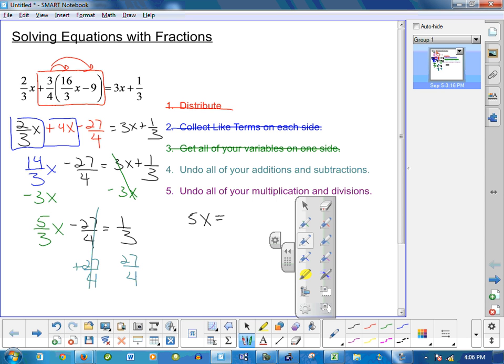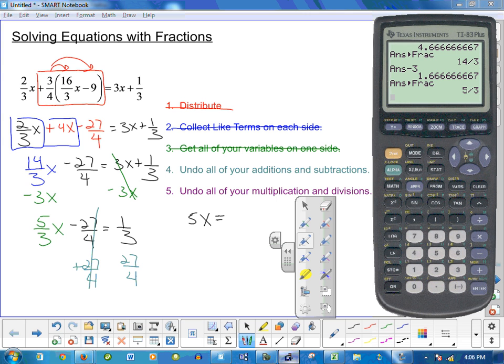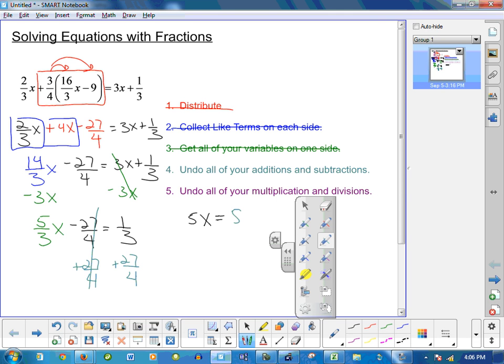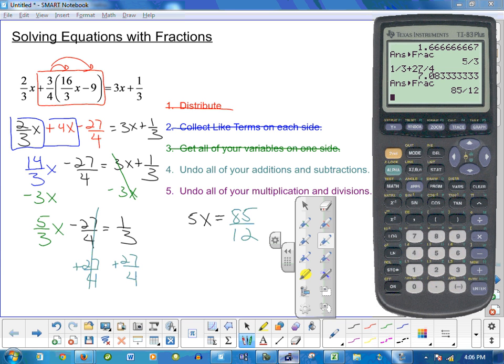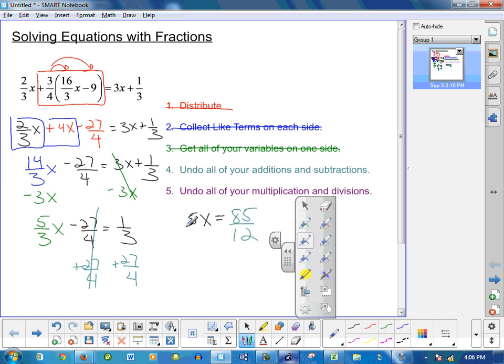5/3 x equals another trip to my calculator for 1/3 plus 27/4. Math, enter, enter. Giving me 85/12. Should have wrote a plus sign here. 85/12, I believe is what that was. Just check again and see that that's true. Oh, I'm so sorry. Actually, for here, this was 5/3 x when I brought that down. Okay, so that takes care of that step.